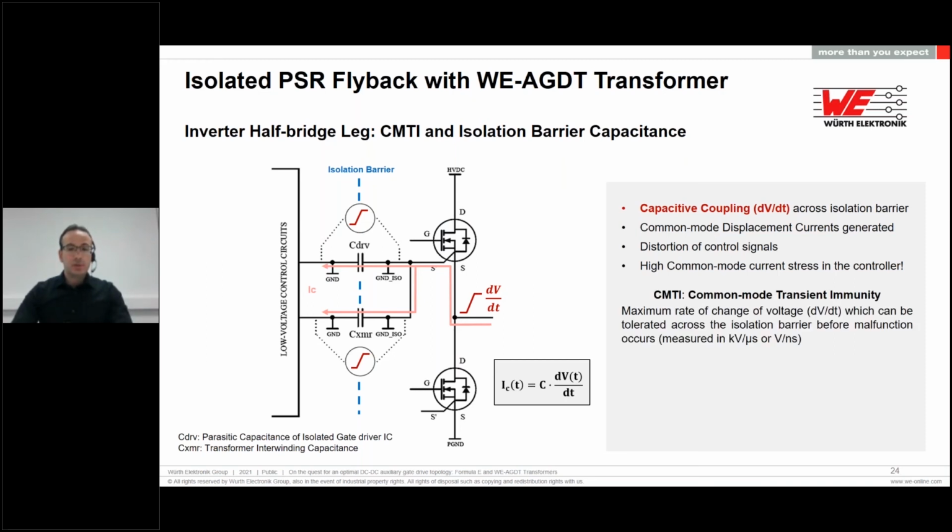Common mode transient immunity is a measure of the maximum rate of change of voltage, dV/dt, which can be tolerated across the isolation barrier before malfunction occurs. It is measured in kilovolt per microsecond or volt per nanosecond. And now we can easily see how, if we reduce the parasitic capacitance across the isolation barrier, to which the interwinding capacitance of the transformer is contributing, then we can achieve a higher CMTI rating, and the SiC-MOSFET devices can switch faster, and we can achieve all the benefits that brings.